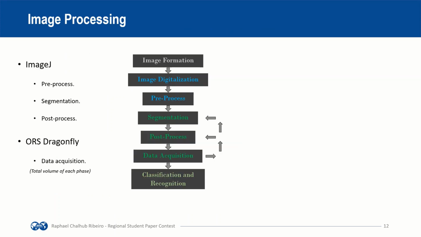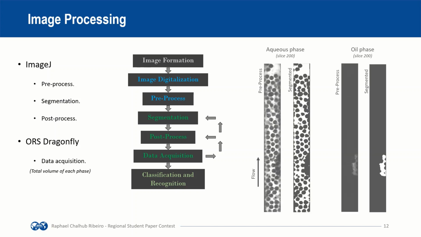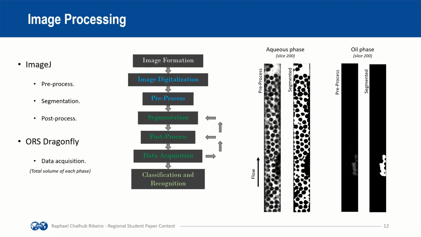The final part of the work aims to develop an image processing procedure to quantify the experiments. To do so, we have used two computer programs: ImageJ, an open-source software to pre-process, segment, and post-process the image, and RIS Dragonfly, which has more resources for 3D analysis than the previous one. On the right-hand side, it is possible to see a single slice before and after the segmentation. Segmenting the image means distinguishing different phases in it.